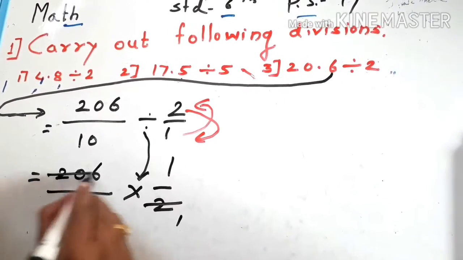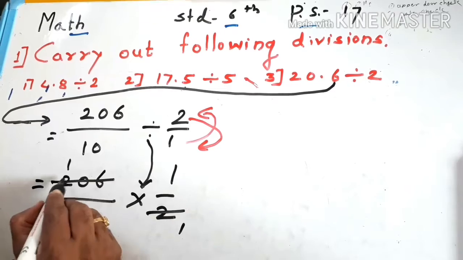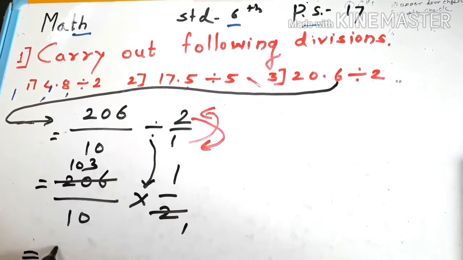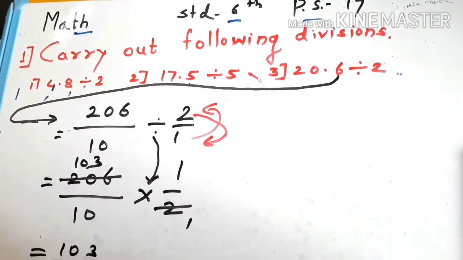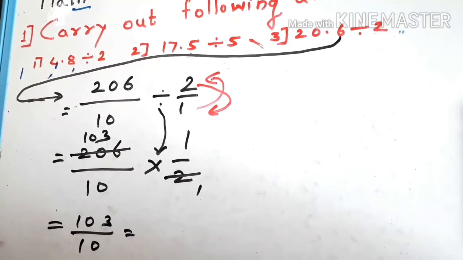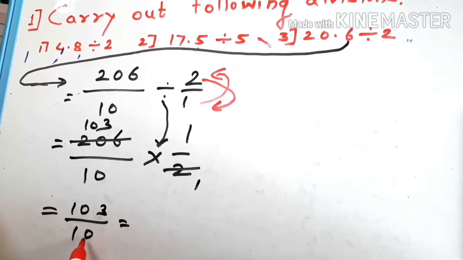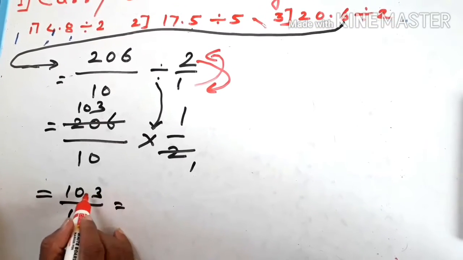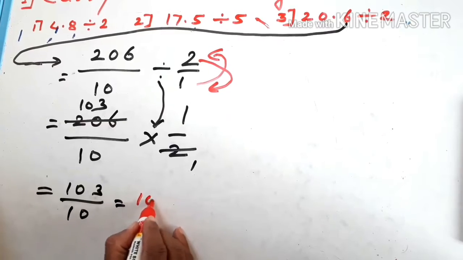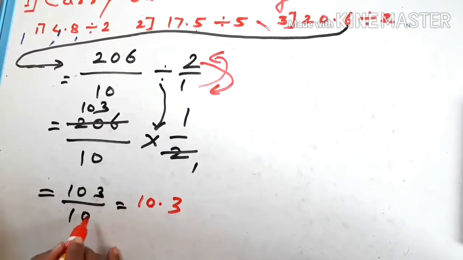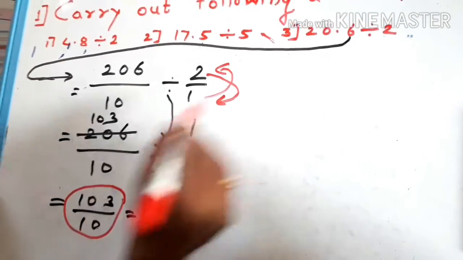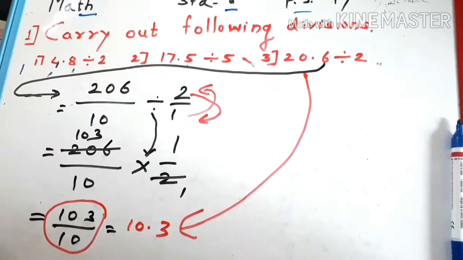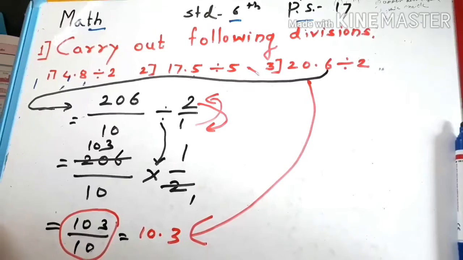2 ones are 2, 2 zeros are 0, 2 threes are 6, so 103 by 10. You know when divided by 10, the decimal point comes one place from the right side, so 10 goes away. 10.3 is the right answer of this question once again. So I hope all these three decimal divisions are clear.